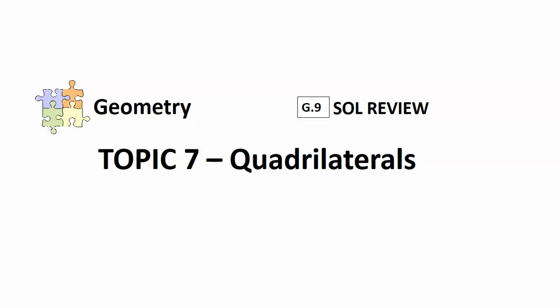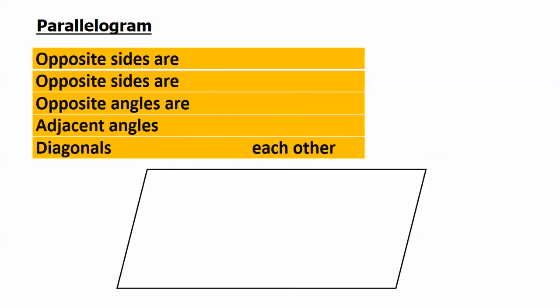Geometry Topic 7, Quadrilaterals. In a parallelogram, we will find that opposite sides are parallel. Parallel is going to be shown by matching arrows. So where I have one arrow, it is parallel to the other side that has one arrow. In a parallelogram, we will also find that opposite sides are equal.